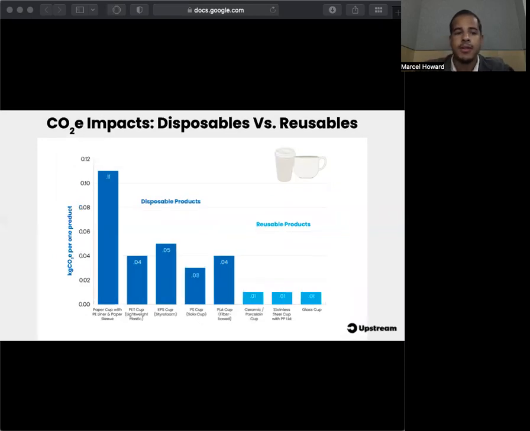Here, we have a list of CO2 impacts of various disposable and reusable cups. As you can see, we have a similar case as we did with the plates and clamshells, but paper cups show the most CO2 impacts. For cups, it's clear that all three types of reusable cups have vastly less CO2 impacts than all of their disposable products. Again, showing how reusables beat disposables every time, especially when it comes to CO2 impacts.